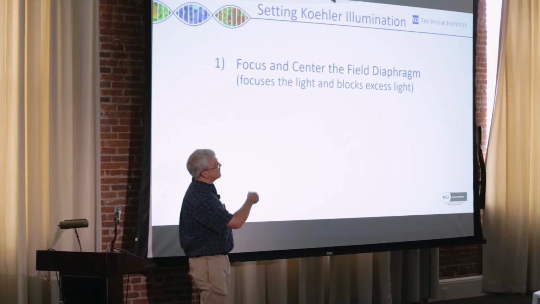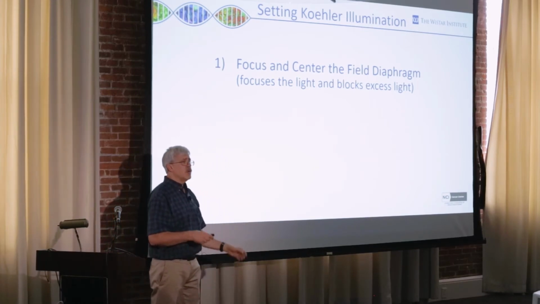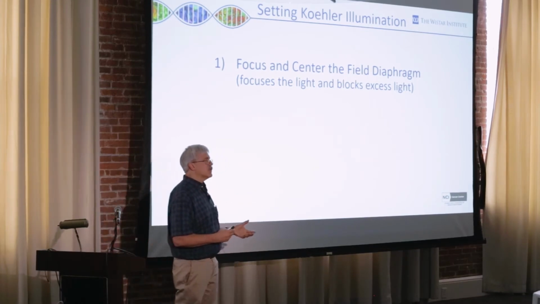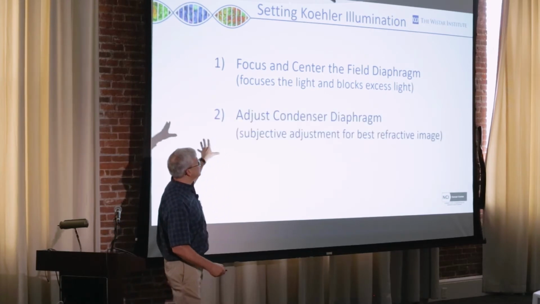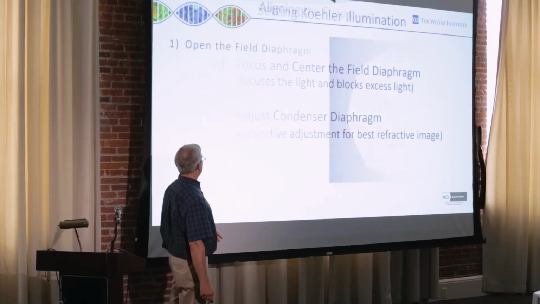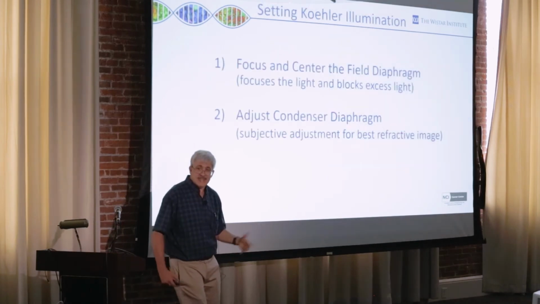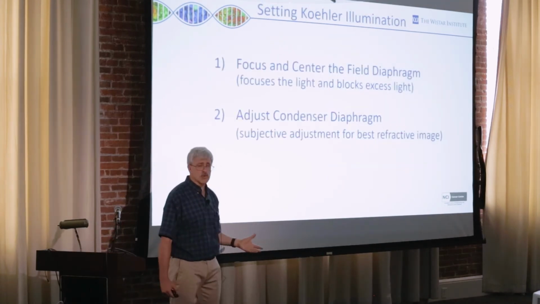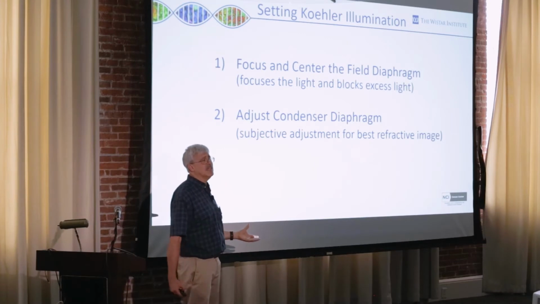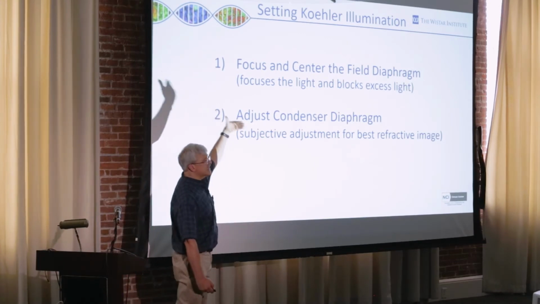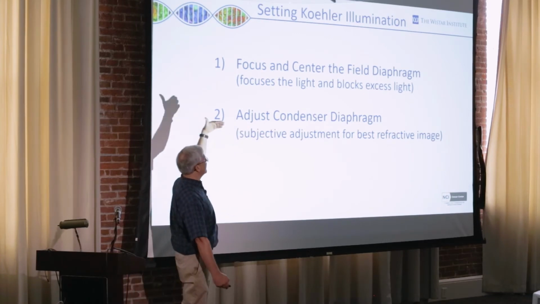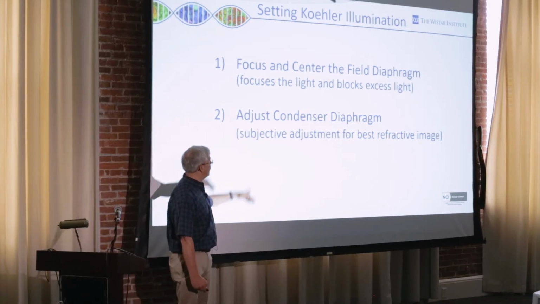So focus and center the field diaphragm. By doing this, we're going to make sure that the condenser is in the right place. We're then going to adjust the condenser diaphragm. And hey, guess what? That's it. That's what we're doing when we do Kohler illumination. It takes forever to explain this stuff, but we're really only doing those two things. We're focusing and centering the field diaphragm, and then we're adjusting the condenser diaphragm, okay?